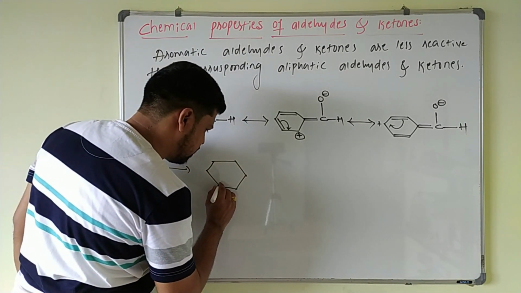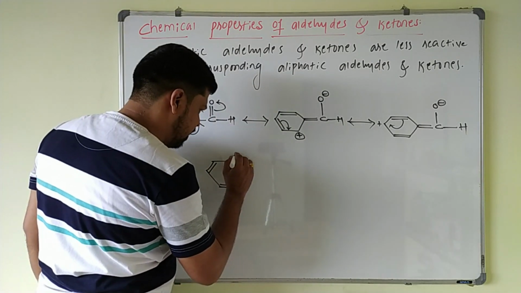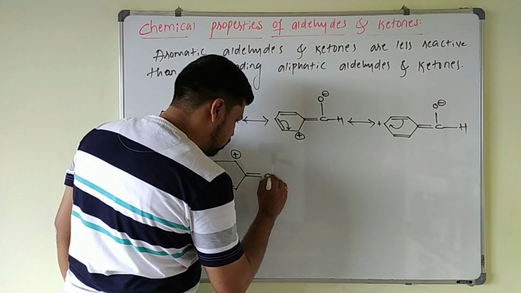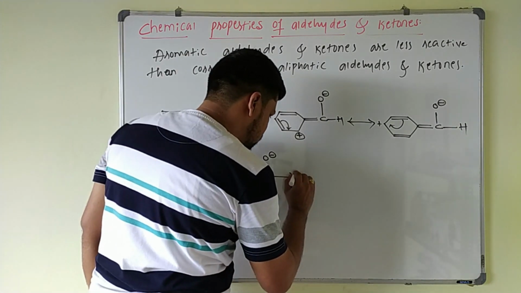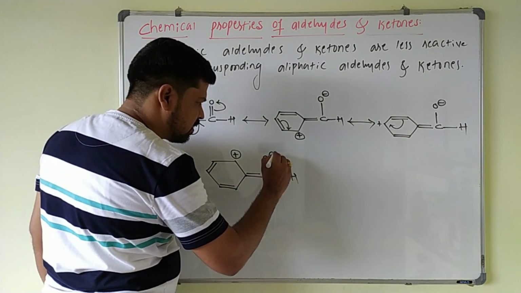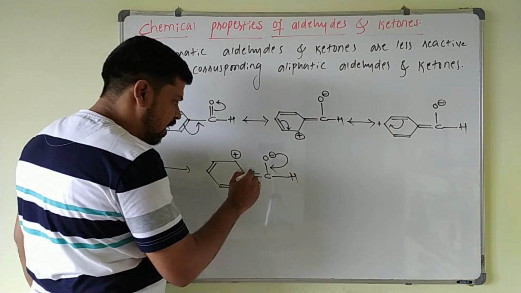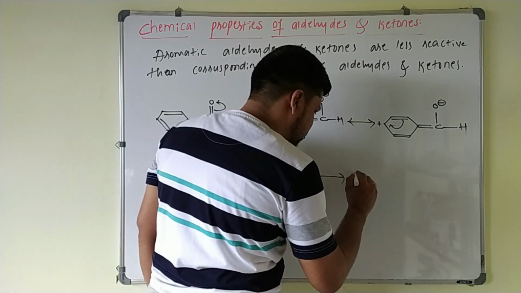Here this bond is as it is, you will get a double bond here, and the positive charge is transferred to the next carbon atom. So this is a double bond, carbon oxygen like this. Next this negative charge is transferred, that is, the pair of electrons is transferred towards this bond, and this is coming back to this one. This is the resonance of benzaldehyde.